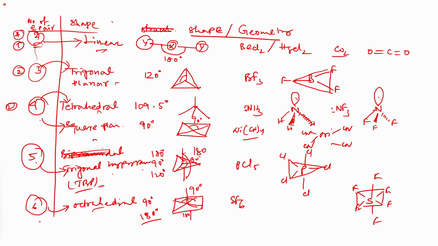Okay, so these are the general things for the VSEPR theory, how you will know the shape of the molecule according to the total number of electron pairs, not the total number of electrons. You always have to know the total number of electron pairs. Okay, it is a pair, not electrons. Okay, so now suppose I am giving an example. Suppose NH3. Okay, so in this molecule, suppose NH3, what will be the structure?